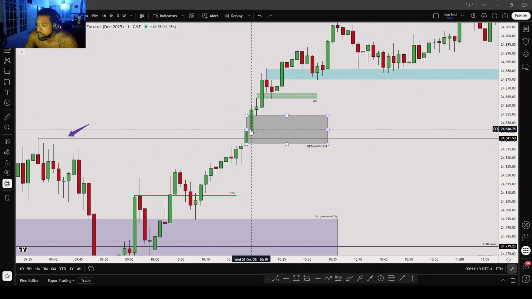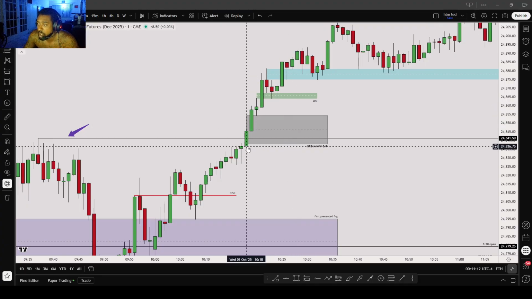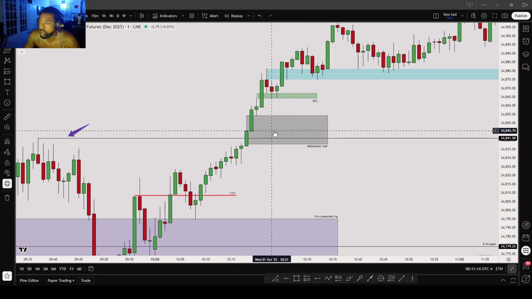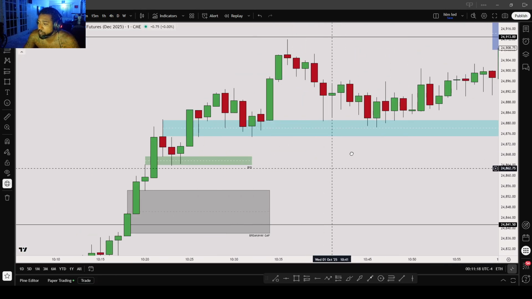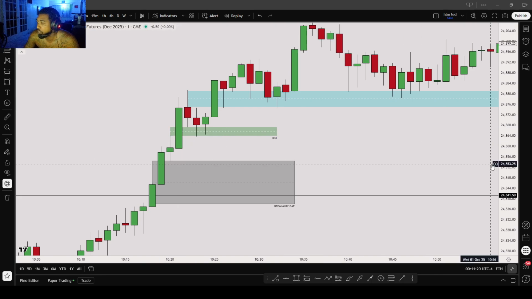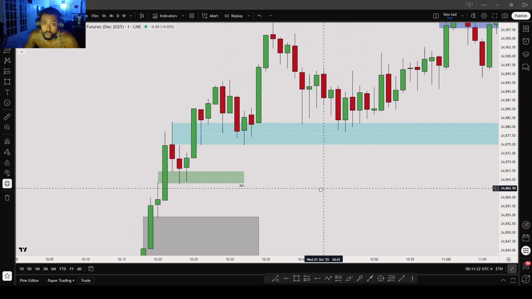So we have two fair value gaps that are coupled together. On a higher time frame chart it's only one. So that's why, and then there's another fair value gap above it, right, with a high wick. So that's what I use as my new support zone, right?